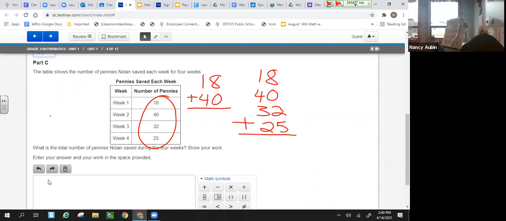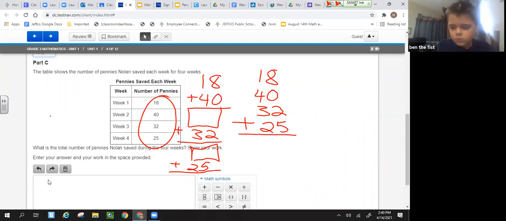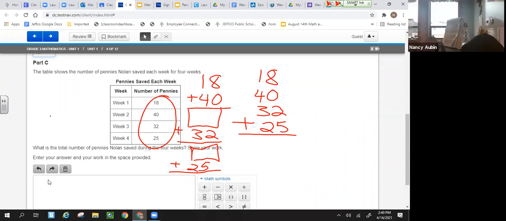Or you could add 18 plus 40. Take that answer and add that to 32. Take that answer and add that to 25. However you like to work. How does your brain work? There's no wrong way of doing it unless you're subtracting from off the phone or device, right? If you're adding, you can add them however it makes sense in your brain.